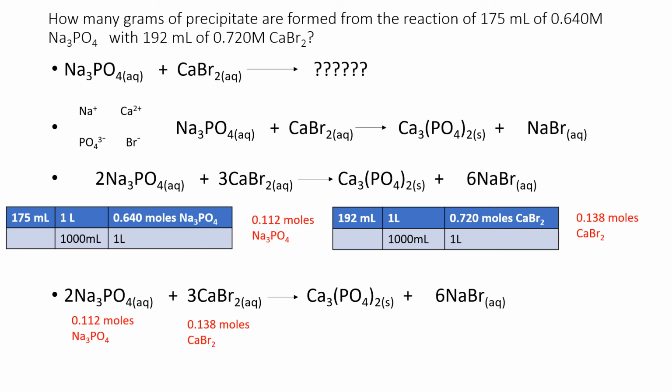So the first problem we want to do is actually a limiting reactant problem. This is a limiting reactant problem that kind of follows the same thing as limiting reactant problems you've done previously, except now we're in solution. This asks how many grams of precipitate are formed from the reaction of 175 milliliters of 0.640 molar sodium phosphate with 192 milliliters of 0.720 molar calcium bromide.